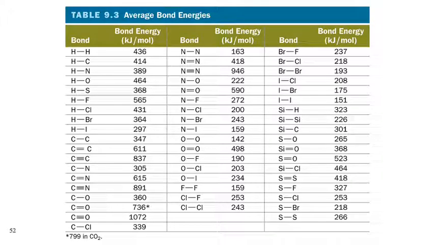So here is a table of bond energies from your textbook, table 9.3. These are all average bond energies, and most of them, there's just one value. The exception here is the carbon-oxygen double bond. The carbon-oxygen double bond is 736, except in carbon dioxide, it's 799. It's down there where I can't point. That exception is listed because it is significantly different from the average, and carbon dioxide is a very commonly encountered molecule.